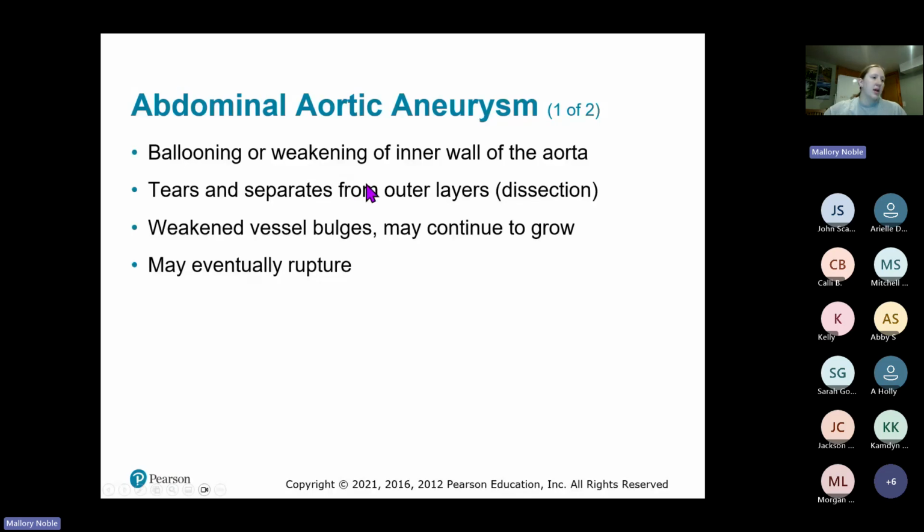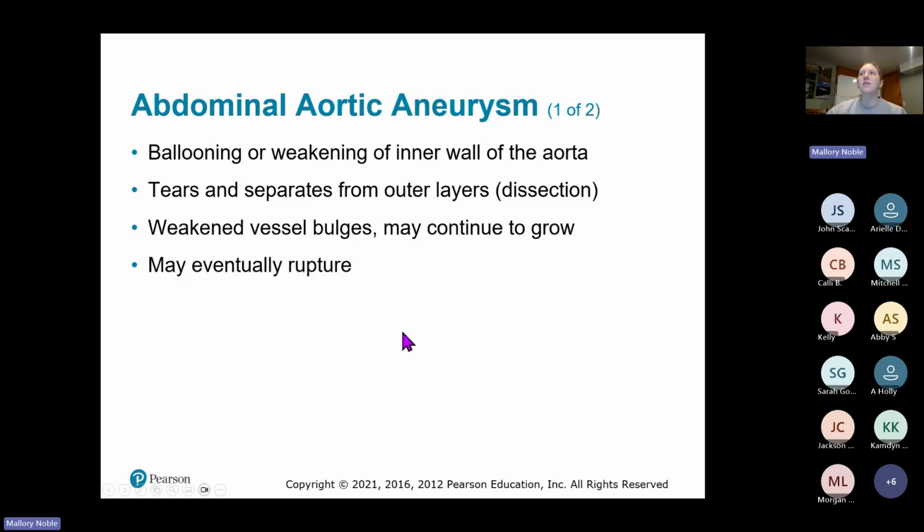Abdominal aortic aneurysm. So this is a ballooning or a weakening of the inner walls of the aorta. Your aorta is made up of several different layers. We've got inner layers and outer layers. When there's micro tears on the inside, whether it's caused by trauma, high blood pressure, clots, whatever it is, plaque buildup, the blood that's traveling past can kind of get up in between the layers and start to separate or dissect the aorta. The aneurysm itself just refers to kind of the ballooning or weakening of those walls.